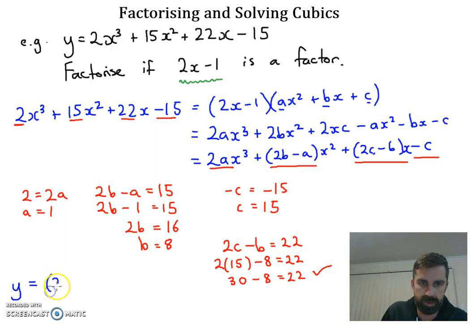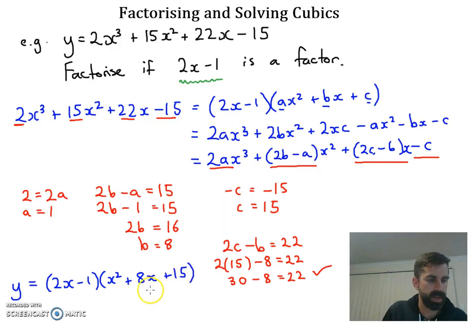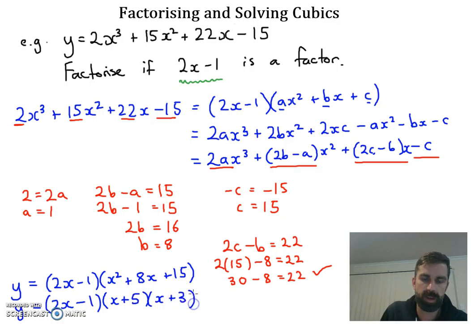So y equals 2x take 1 multiplied by a quadratic equation where a is 1, so I can just go straight to x squared, b is 8, and c is 15. And then to get this fully factorized, I just need to factorize that quadratic on the end. So two numbers that multiply together to give me 15 and add together to give me 8 are going to be 5 and 3. And there we go, we've got it in a factorized form.